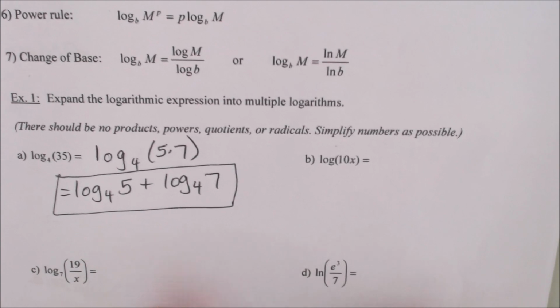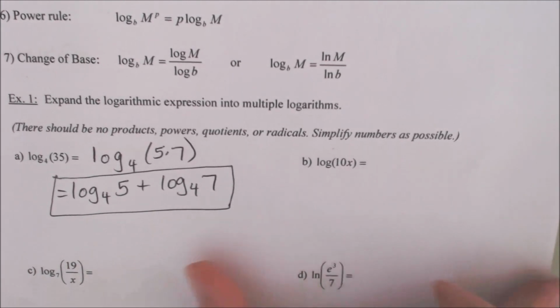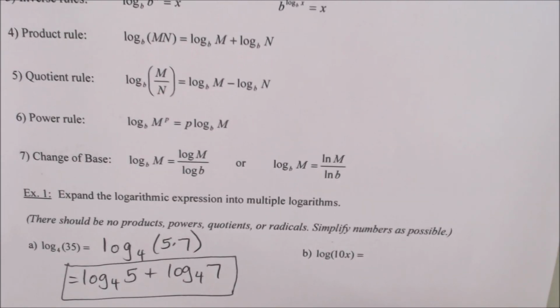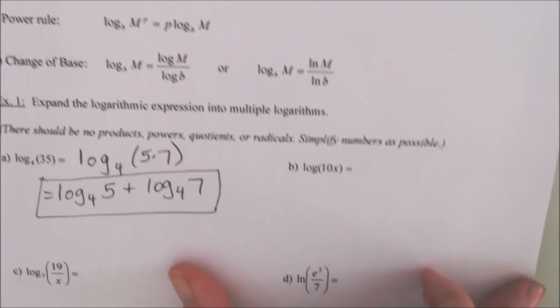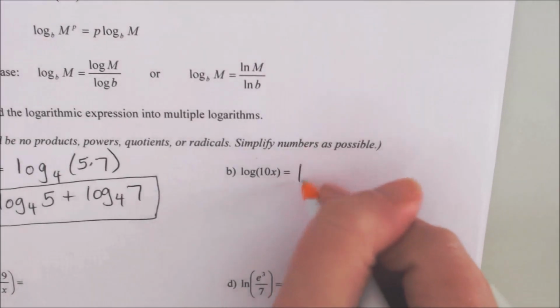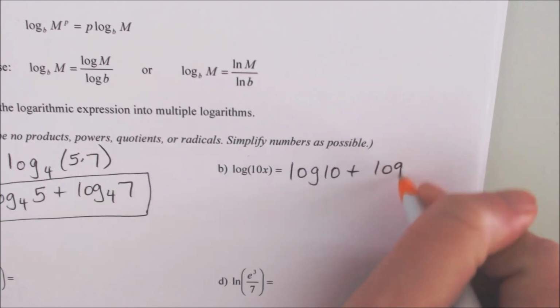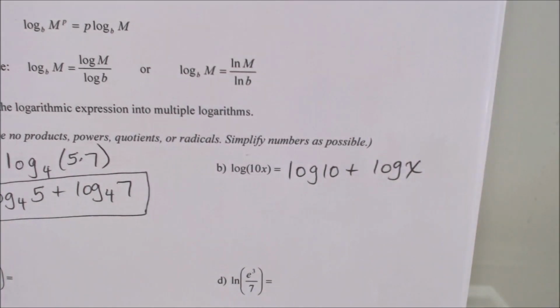Let's try letter B. We have log of 10 times x. So you notice we're multiplying two things in the argument, the 10 and the x. So again, we can use that product rule and separate this into addition of two logs. So I'm going to write this as log of 10 plus log of x. So I've taken care of separating using the product rule.